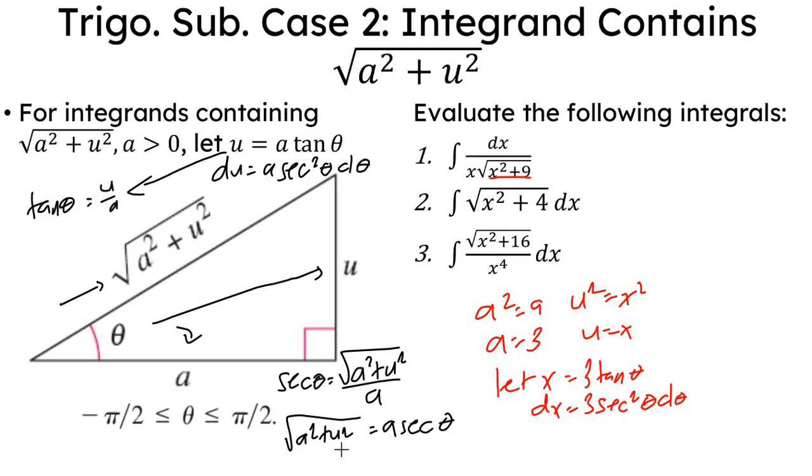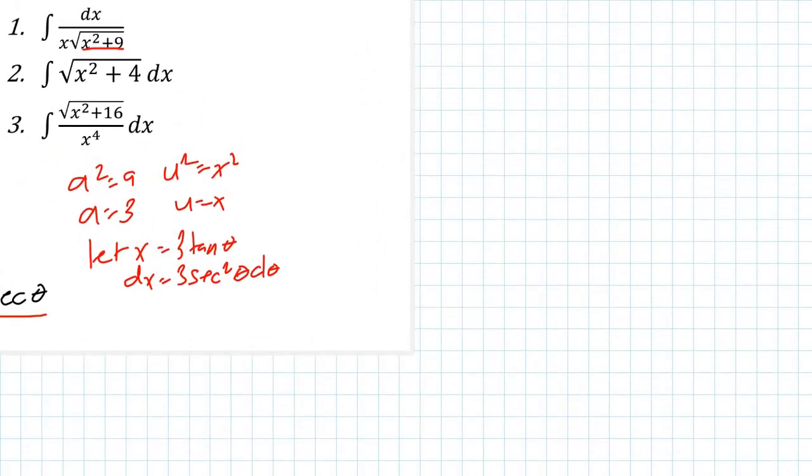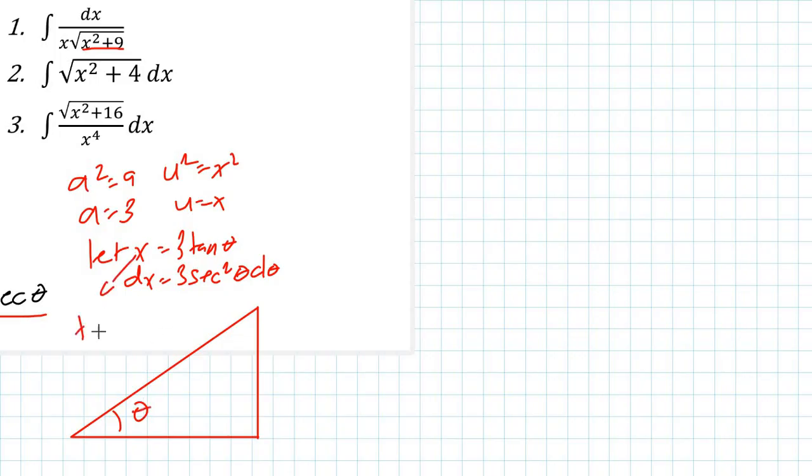As we can see here, you can automatically use this formula, or if you want to be safe, we can form our triangle. Let's form our right triangle as a guide. There you go. So according to this, tangent theta is equal to x over 3. That's why this is the opposite side and this is the adjacent side, making the hypotenuse the square root of 9 plus x squared, or x squared plus 9.